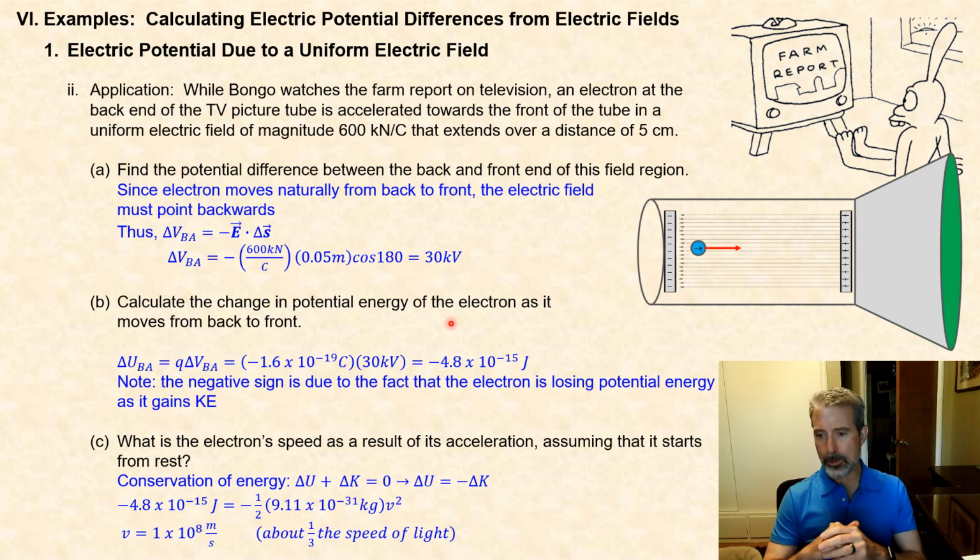This is really incredible. This is amazing. Think about what this implies: in a distance of about 5 centimeters, you can take an electron which starts off at rest and accelerate it to about 1/3 of the speed of light. Pretty incredible.